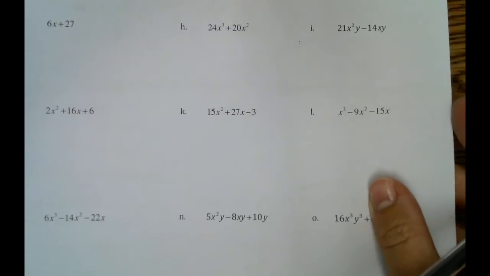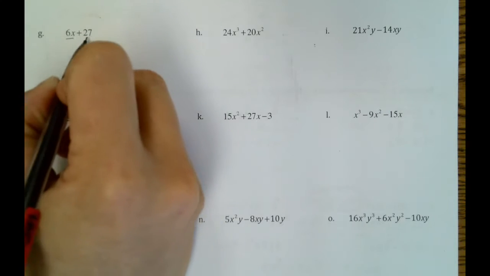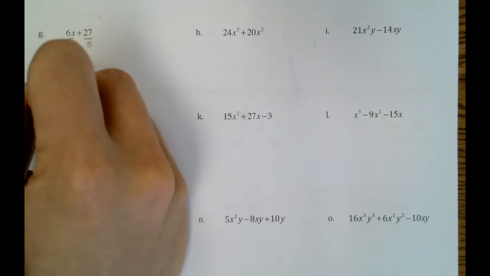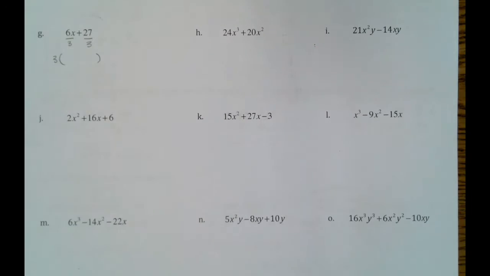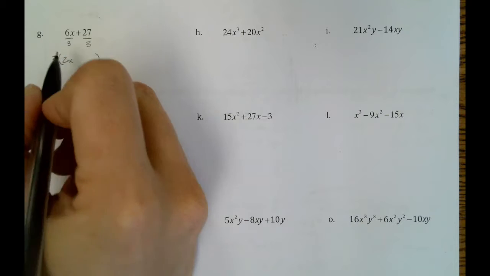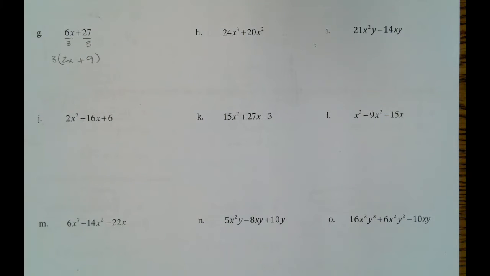Okay, letter G. 6 and 27 have a 3 in common. So we divide out 3. We cannot divide out x because the 27 doesn't have an x with it. So 6x divided by 3 is 2x. 27 divided by 3 is 9.